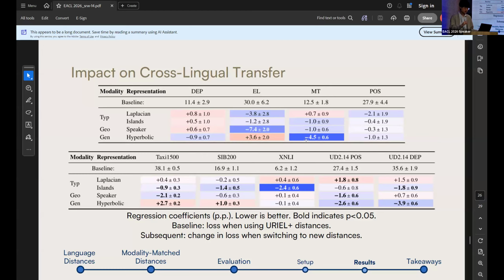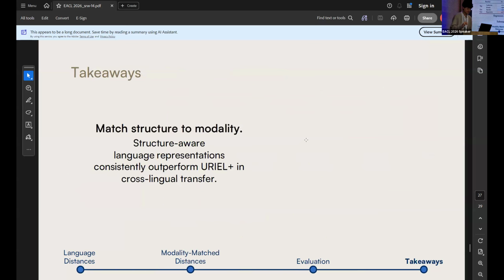But we do caution that the performance impact of each of our modalities does vary across different tasks, and that there is no modality or new representation that we learn here that uniformly reduces performance loss significantly. And so here are the takeaways of our paper.